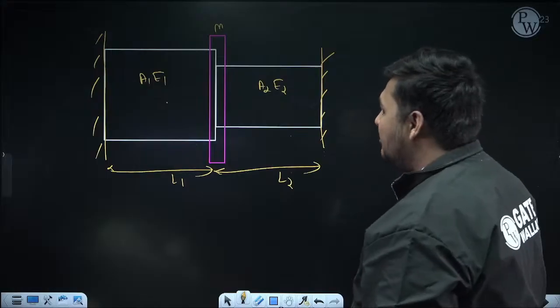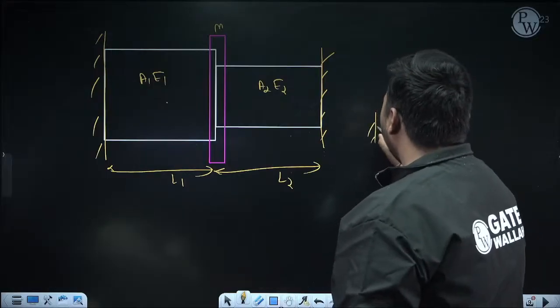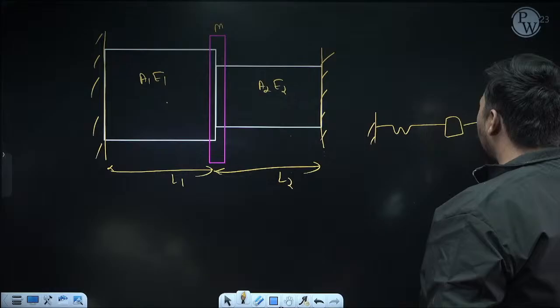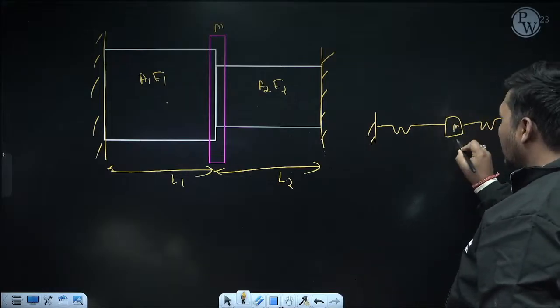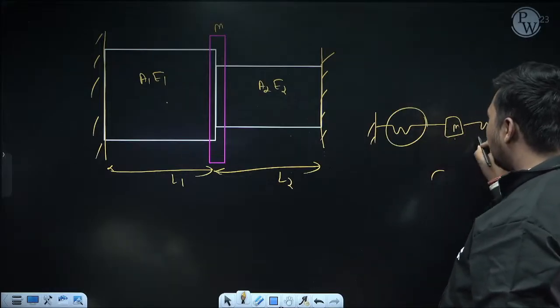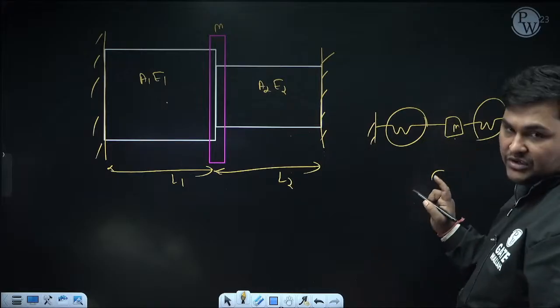Because now if you try to recall spring arrangement, if the mass is placed at the middle, we know the equivalent stiffness of this side system and this side system will be in parallel to each other.